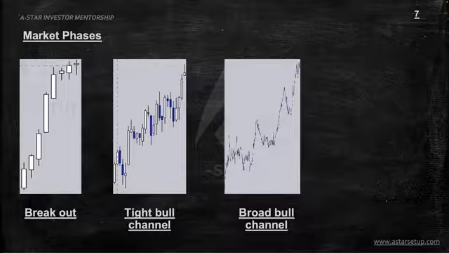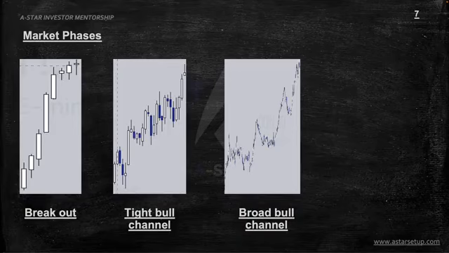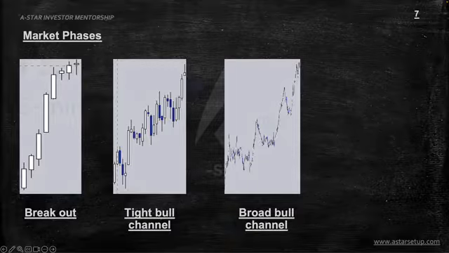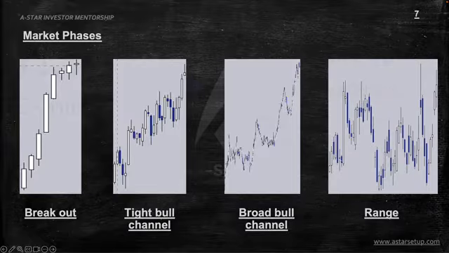but the retracements are deep enough for you to take sell positions and make money. They are also deep enough for you to take profits as a buyer and get in at a discount. So here you can buy, you can also sell during broad bull channels when the market is in that type of phase. And the last phase we talk about is a range.